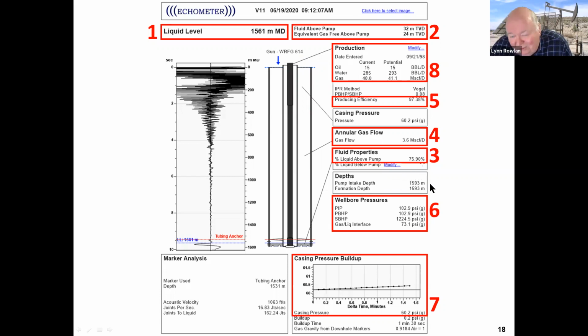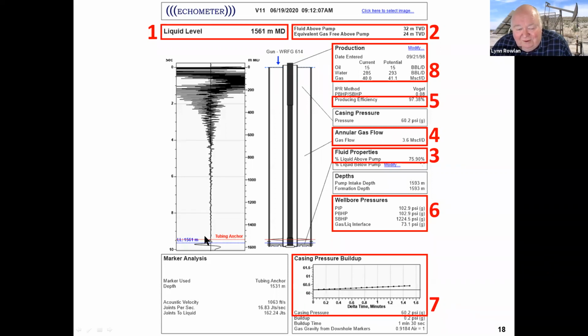And these are shown in meters. You can put meters or feet, whichever unit you want. And then here's the pump intake pressure, the reservoir pressure, the producing well pressure, and the pressure at the gas liquid interface right there. And then the casing pressure building up, so we've got gas flowing at a certain rate. And we calculate, based on the acoustic velocity, the gas gravity. So right down there is a gas gravity used from using the tubing anchor.